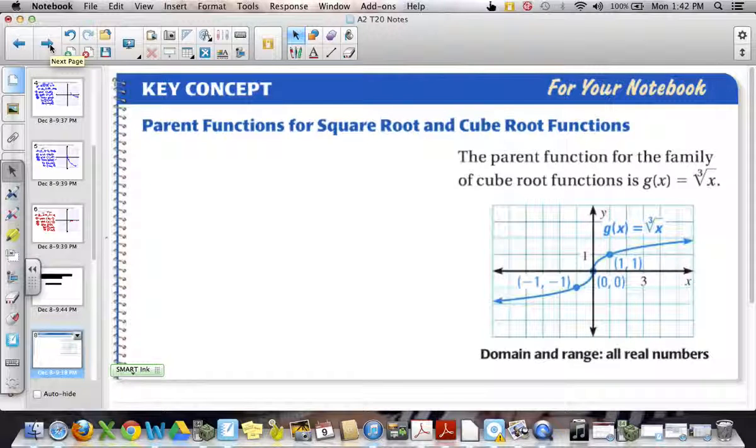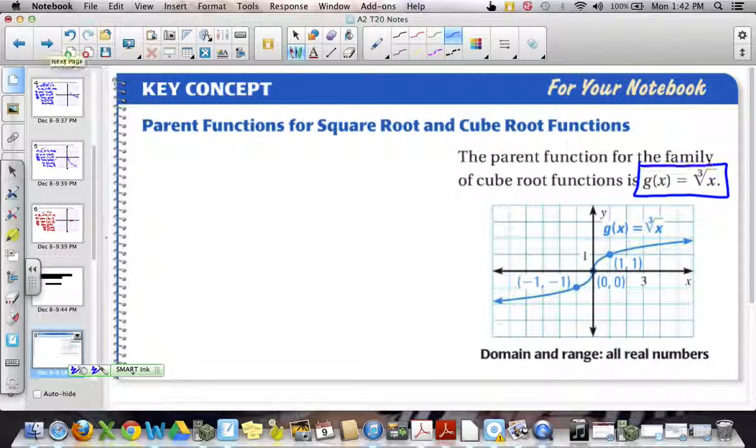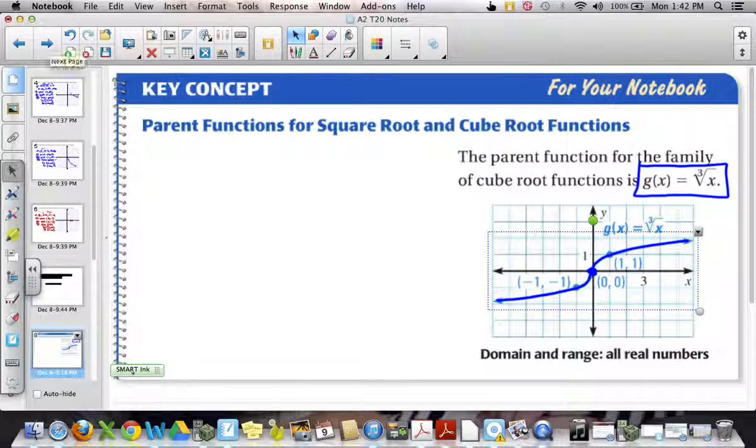This most basic cube root function is g of x equals the cube root of x. And if you take a look at what it looks like, you've got kind of a stretched out S curve here. That has a center. The reason we say that it has a center is that if we rotated it around that point, that point stays in the center as we rotate that graph.